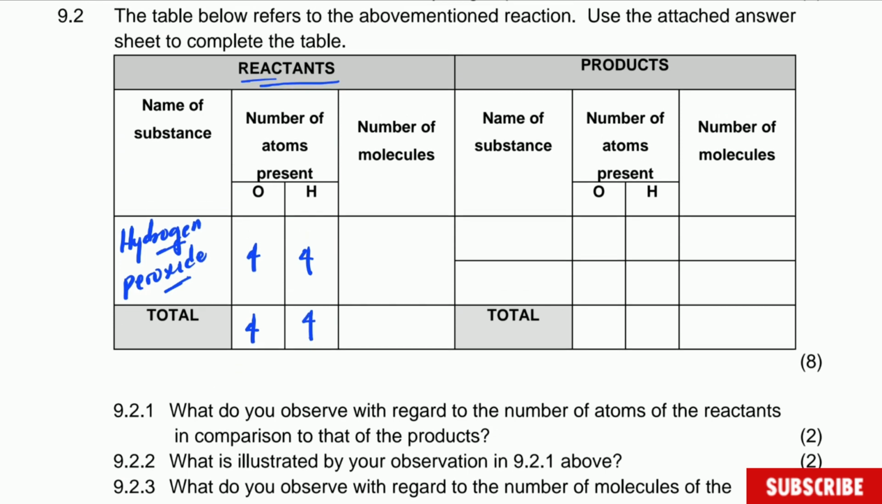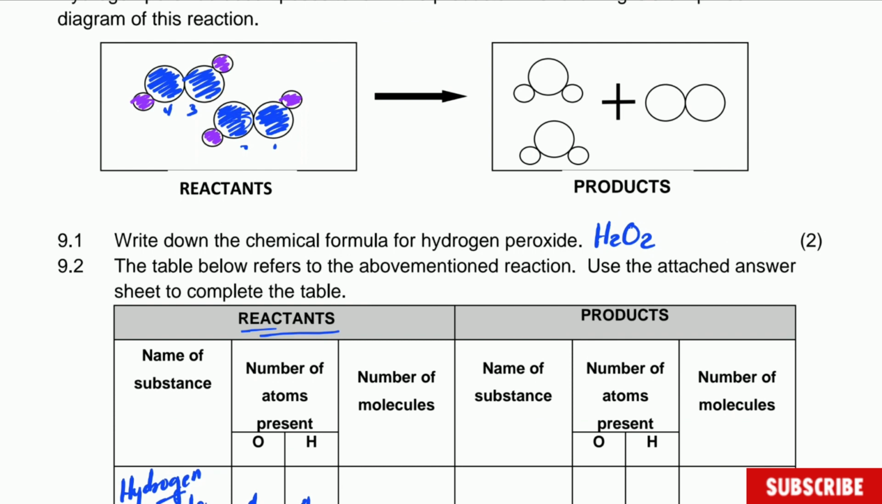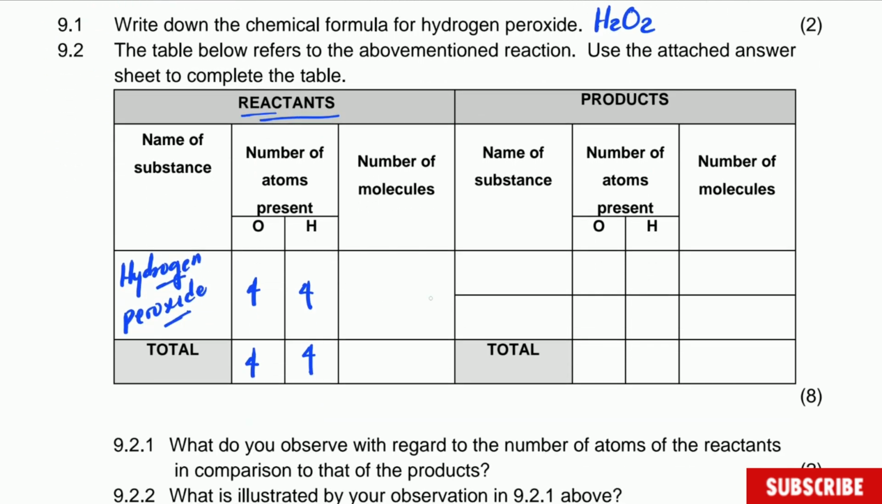Number of molecules. Now the molecule here, I want you to be careful there. Let me just erase these little numbers I made here, because I want to show you something, guys. All this one here is a molecule. So this one is one molecule of hydrogen peroxide, and this one here is another molecule of hydrogen peroxide. So there are 2 molecules. Okay, so that is what we have to answer here. How many molecules are there? There are 2 molecules in total, and the total is also 2.